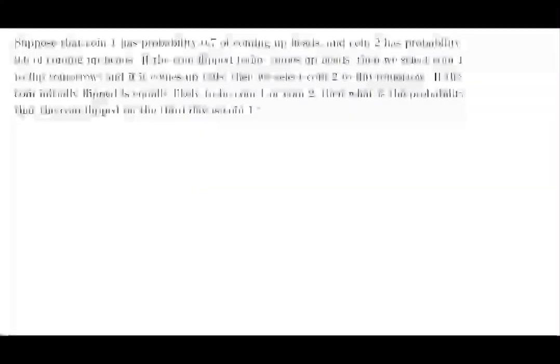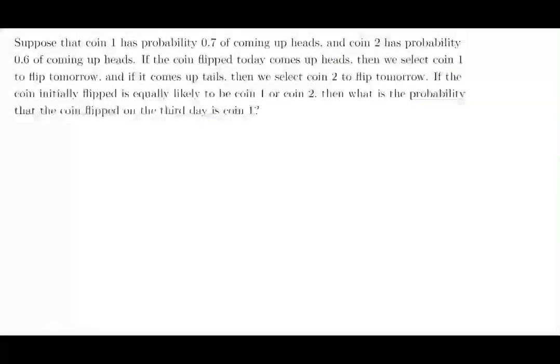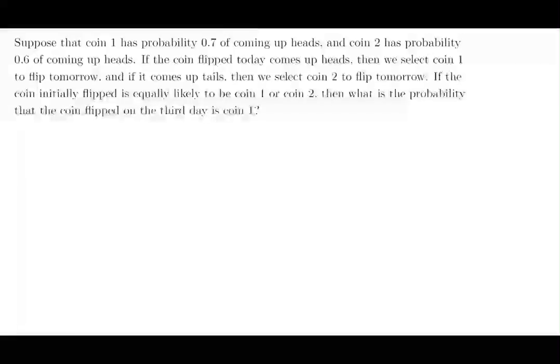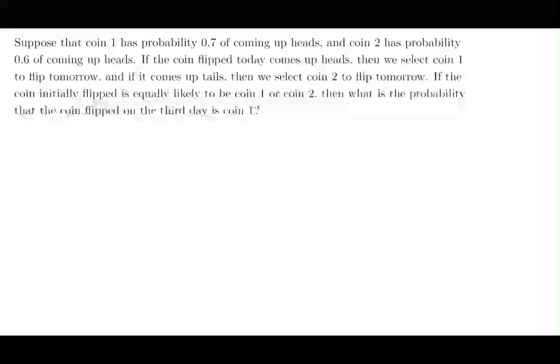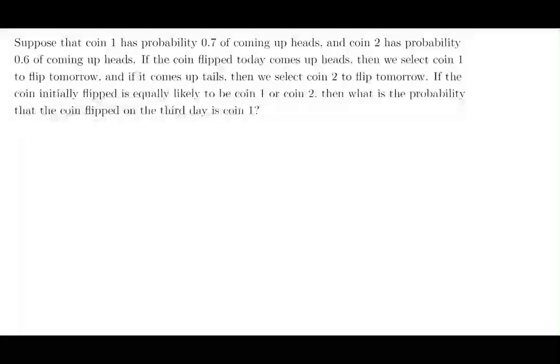In this problem, we have two coins. Coin 1 has a probability of 0.7 of coming up heads. Coin 2 has a probability of 0.6 of coming up heads. If the coin flip today comes up heads, then we select coin 1 to flip tomorrow. If it comes up tails, then we select coin 2 to flip tomorrow. If the coin initially flipped is equally likely to be coin 1 or coin 2, then what's the probability that the coin flipped on the third day is coin 1?